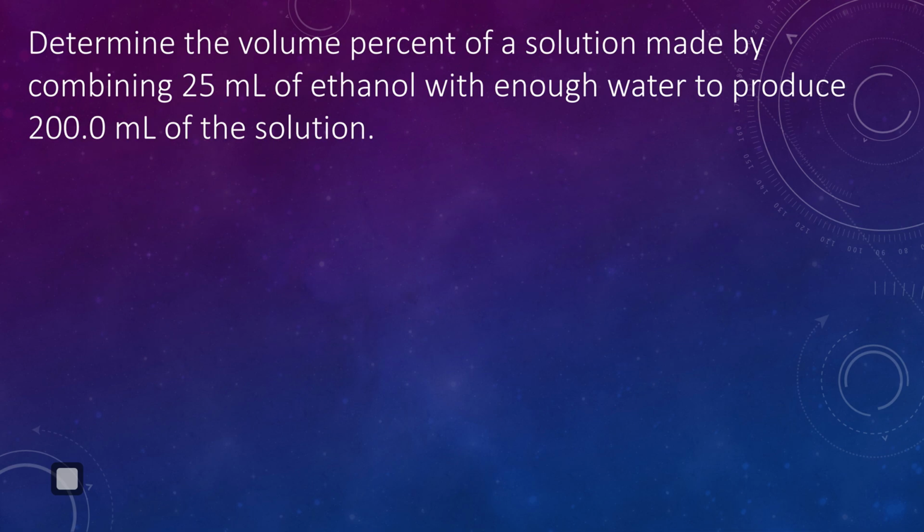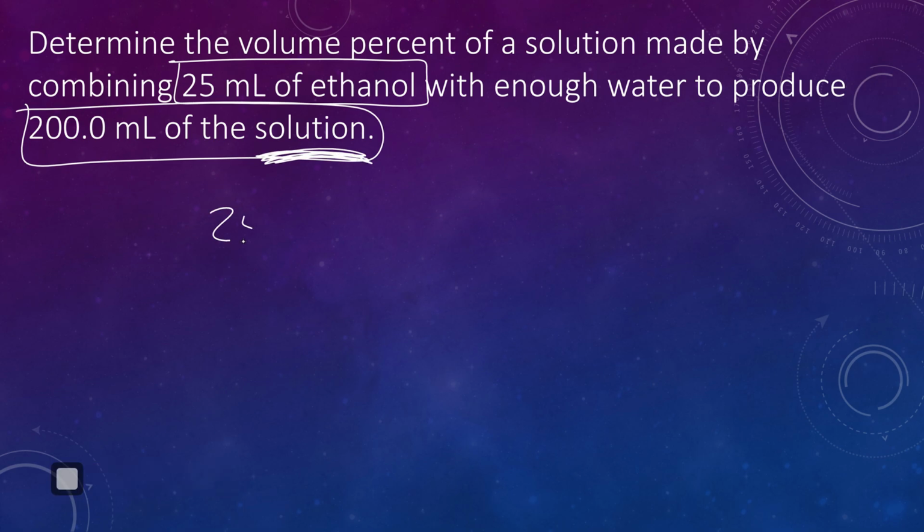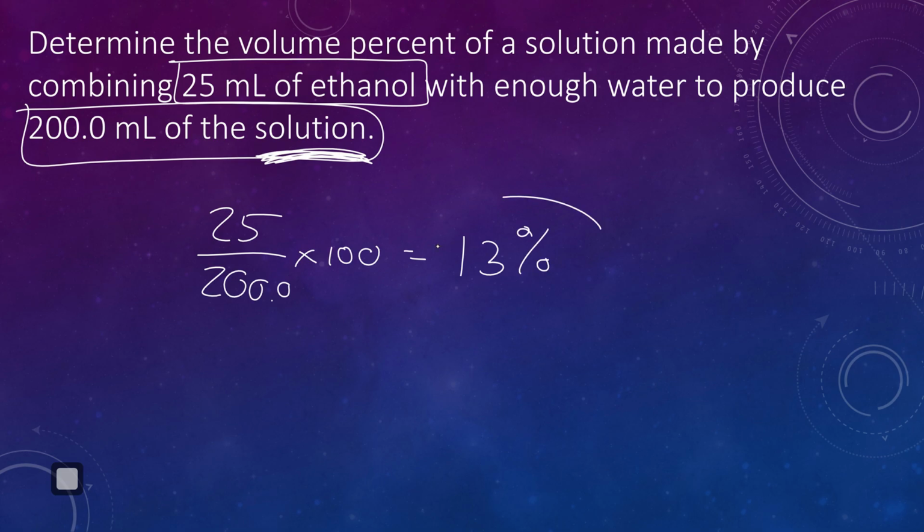All right, so some examples. Basically, you're about to see the same thing. Determine the volume percent of a solution made by combining 25 milliliters of ethanol with enough water to produce 200 milliliters of solution. So again, context. This is your solute. This is your solution. So we don't have to add anything here. This would be 25 over 200 times 100, and that comes out to 13%. Again, it comes out to 12.5, but it's 2 sig figs, so 13%.